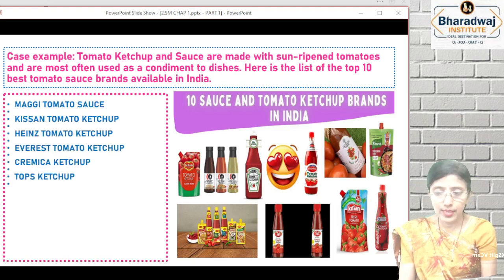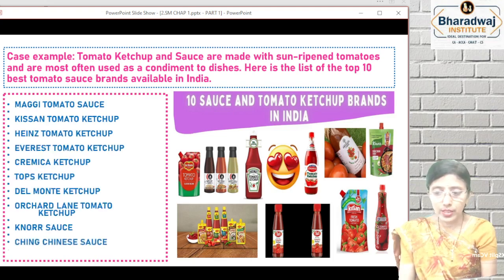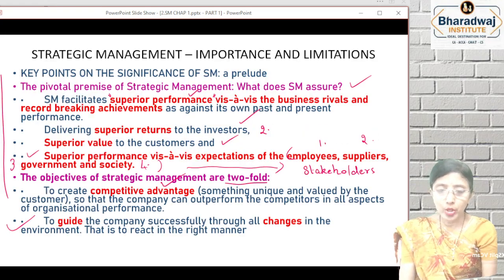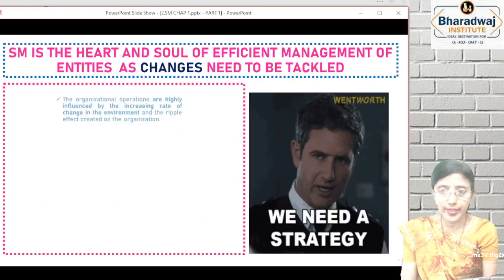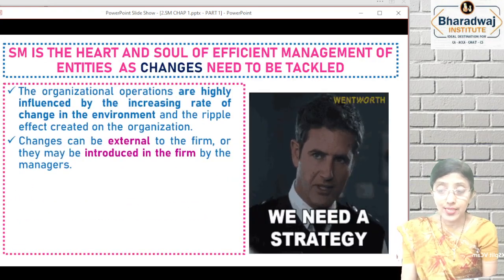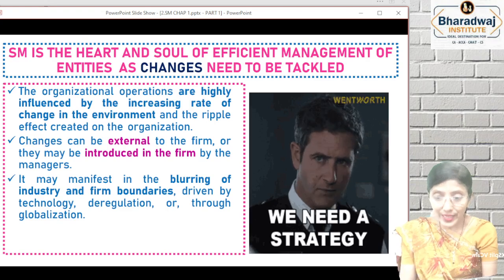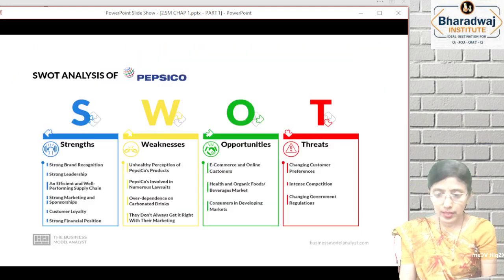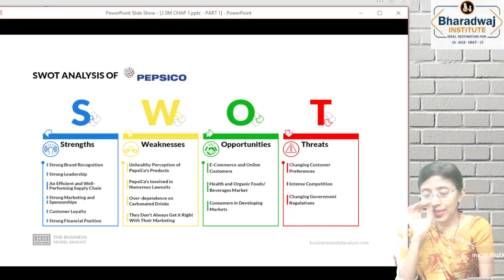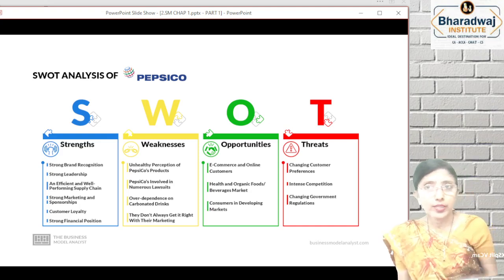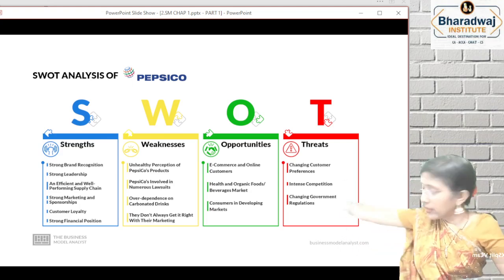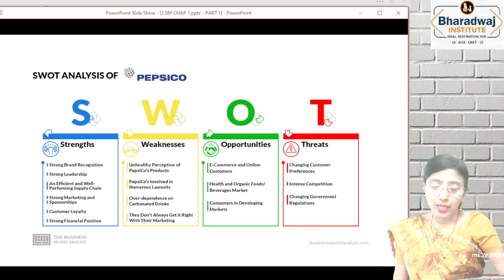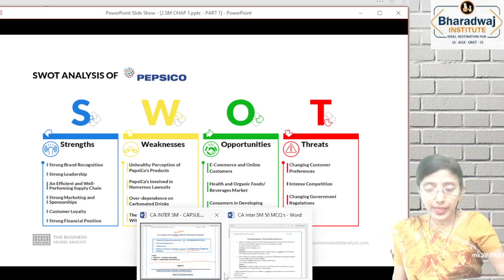So for the enrichment of the answer, now I'm going to start with a couple of questions for you. Yes, strategic management, importance and limitations. We also saw how important it is, isn't it? And remember, SM is the heart and soul of efficient management, as changes have to be tackled. Okay? And SWOT. As you study SWOT, please remember one important thing. One is generally the framework, one is relating to the company and giving the example. Have an example of the company as well, right?